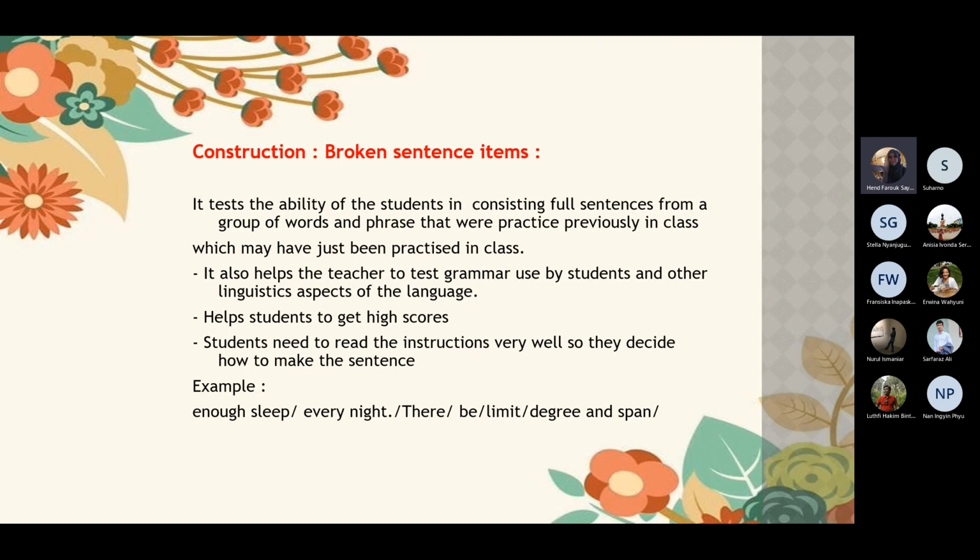Example: enough sleep every night. There be limit, degree, and span. So it's going to be something like that. There. How to do it? There every night. Can anybody see how to rearrange it? Enough sleep every time. I think we can add other elements ourselves. Enough sleep. Maybe we didn't have enough sleep. We don't have enough sleep every night. There should be a limit. There should be a limit of degree and span since we do not get enough sleep every night. Maybe something like that. Yes.